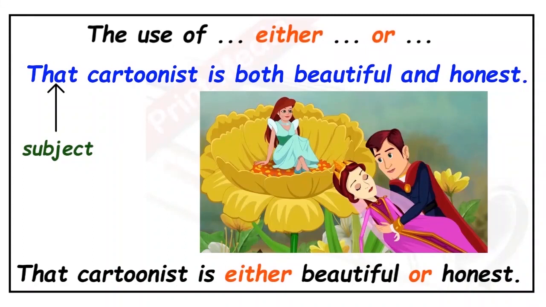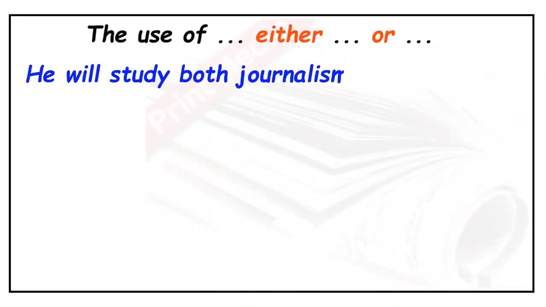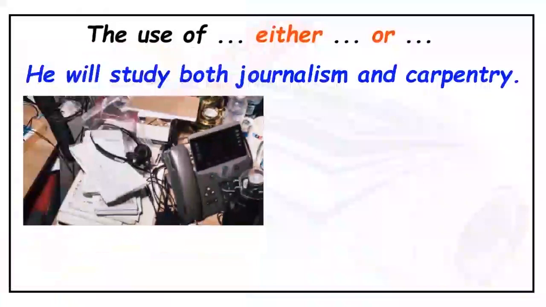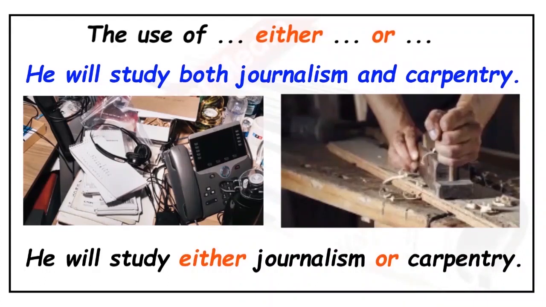My dear great viewer, I have the last example here for you. Listen to it attentively. It goes, he will study both journalism and carpentry. Here the answer will be, he will study either journalism or carpentry. So remember this, and it is very important for you to note that the moment we use either in the course of the sentence, the helping verb is used in most of the tenses, but in past simple, we put directly the main verb or the principal verb.